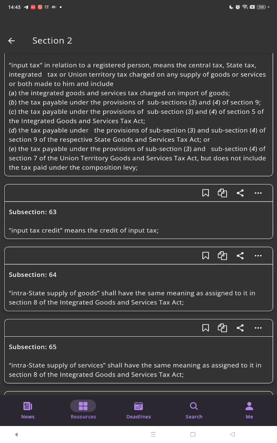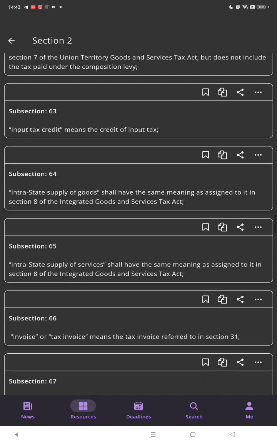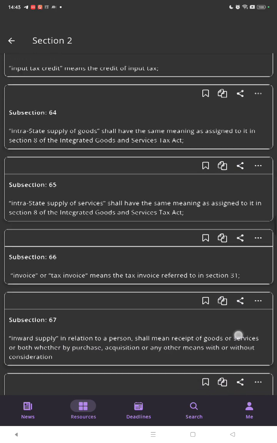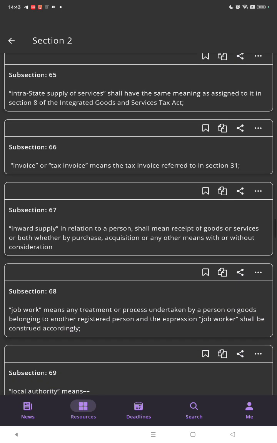Subsection 63: Input tax credit means the credit of input tax. Subsection 64: Intra-state supply of goods shall have the same meaning as assigned to it in Section 8 of the Integrated Goods and Service Tax Act. Subsection 65: Intra-state supply of services shall have the same meaning as assigned to it in Section 8 of the Integrated Goods and Service Tax Act. Subsection 66: Invoice or tax invoice means the tax invoice referred to in section 31.